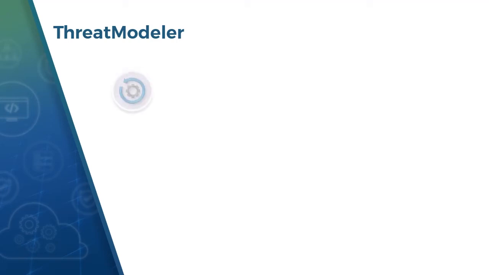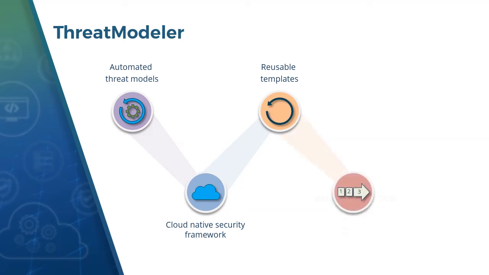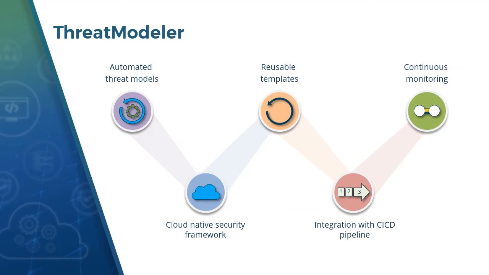Threat Modeler is a cloud tool which automatically builds threat models for cloud infrastructure. Apart from that, it also manages cloud native security by providing a comprehensive security framework. It provides capability of reusing the templates which were created earlier, enhancing reusability capability. It integrates with CI/CD pipeline without much effort. And finally, it is also a tool that does continuous monitoring to identify or to track various threats.